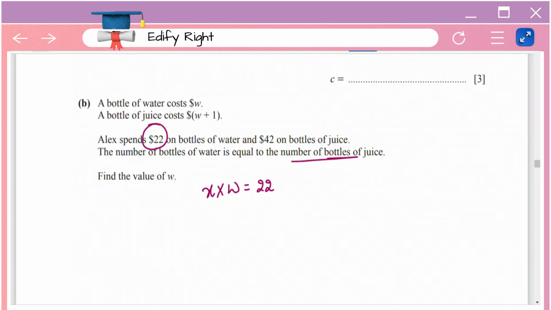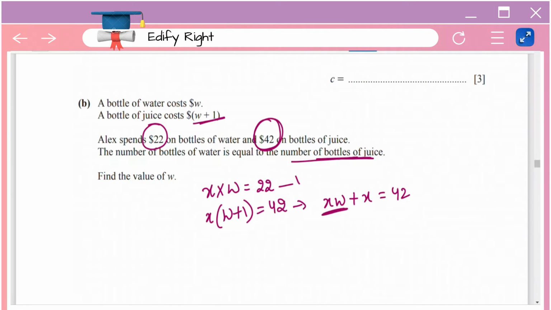Next, he buys the equal number of bottles of juice. So let's say X into W plus 1 gives the cost of money he spent on bottles of juice. So that will be 42. And when you expand this, you get XW plus X equal to 42. Now XW is already given by the first equation. XW is how much? 22. So I can directly substitute it here. So that's basically 22 plus X equal to 42.